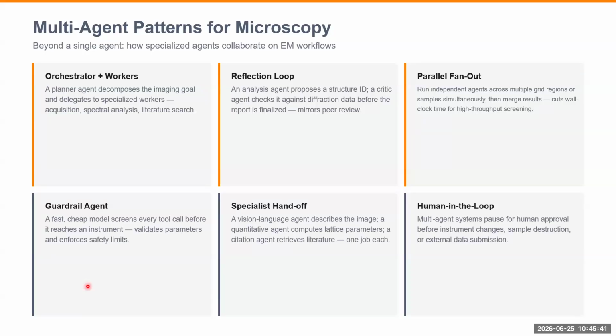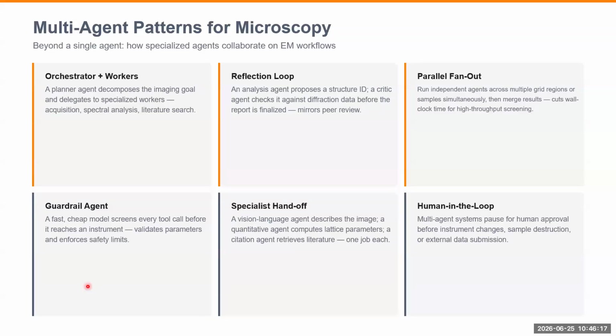Parallel fan out. This one's actually really interesting to me because you can run independent agents across multiple grids simultaneously, right? And then at the end, you can merge those results. This is really interesting, and I'm not too sure if this has been done before to this extent, where you can have multiple agents working all at the same time and then merge the final results. And this is great if you have time costs that you're worried about, or you want to do faster high throughput screening. And then, of course, human in the loop.